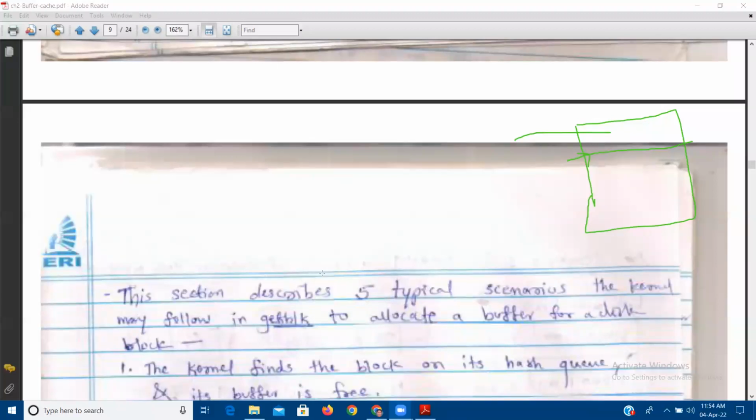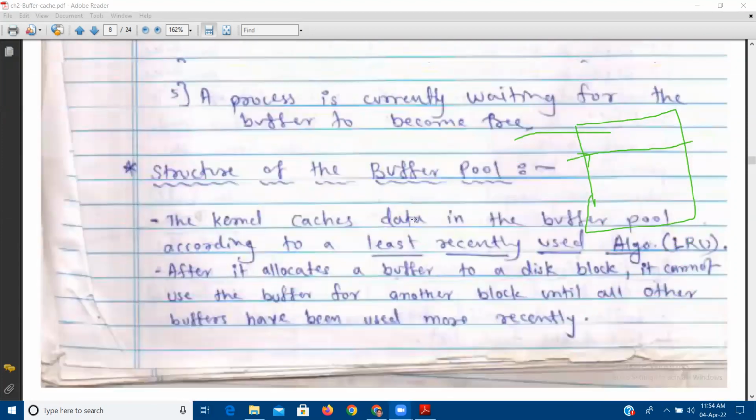So all the buffers should be used frequently, so everybody should have access, so nobody should be kept idle because it is a resource. So a resource should be busy at all times, it should not be idle. Okay, so here we are discussing the structure of the buffer pool.